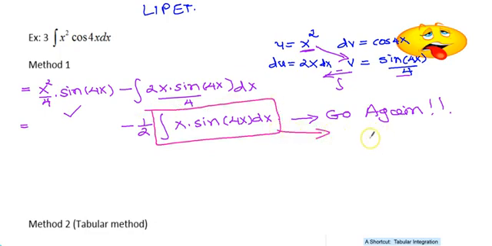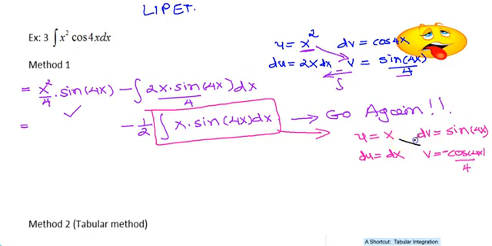and do it again. So u is equal to x, dv is equal to sine 4x, du is equal to dx, and v is the antiderivative of sine 4x, which is cosine 4x divided by 4, but with the negative sign. And one more, u times v minus integral v du. So let's build this answer. You have to bring it down.